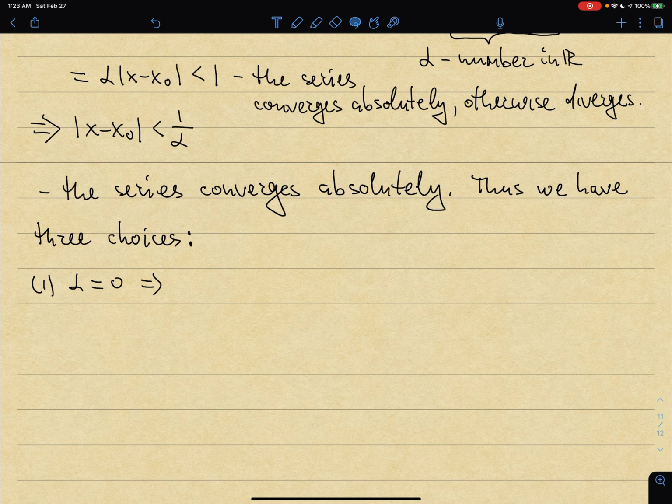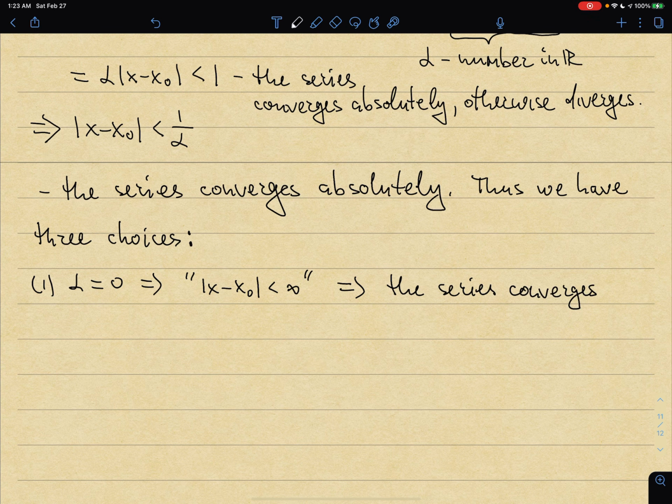So formally at least, I can write sort of that |x - x0| is less than infinity, so it can be arbitrarily large. And so then the series converges for all x in R. Okay?